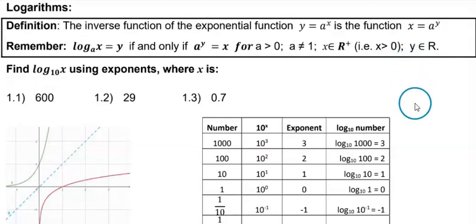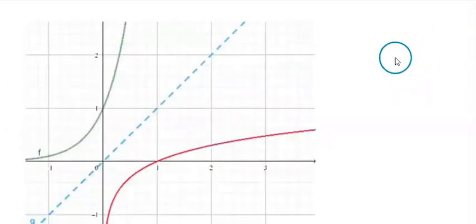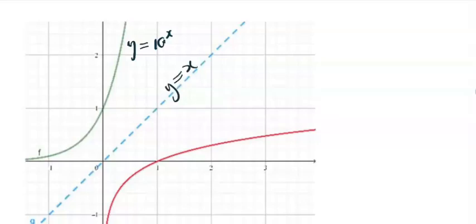Let us zoom in on the graph. On the graph, you will see first of all f, which is just the function y equals 10 to the x, and here we have the line y equals x. Then the green graph is y equals 10 to the x, and if I mirror that about the line y equals x, I get the red graph, and that is y equals log to the base of 10 of x.